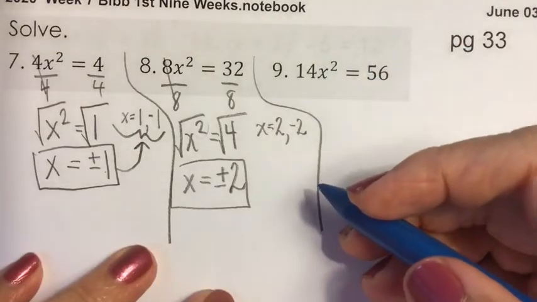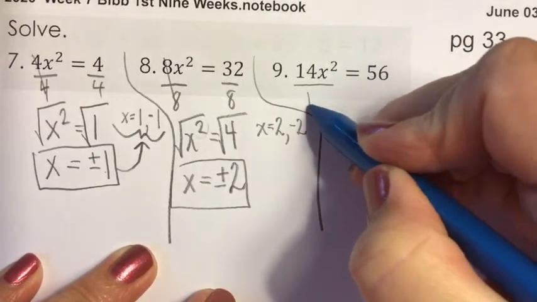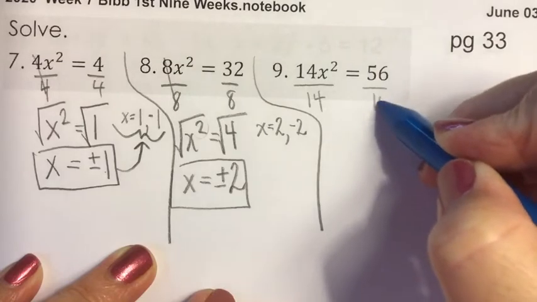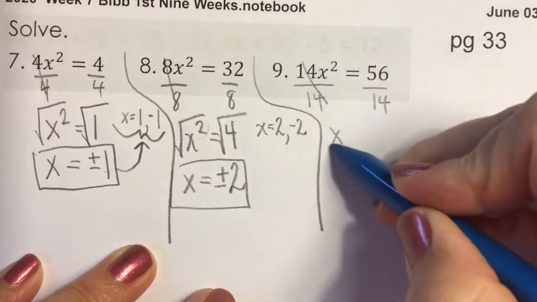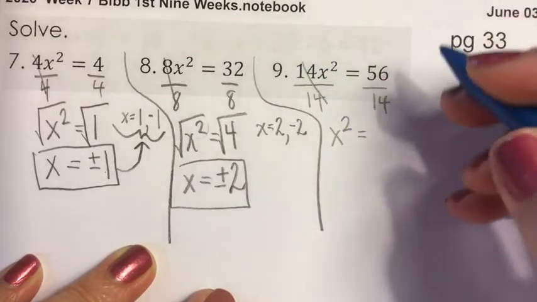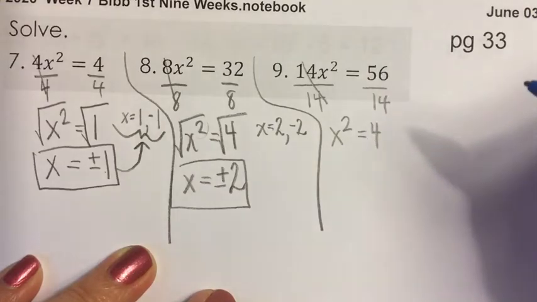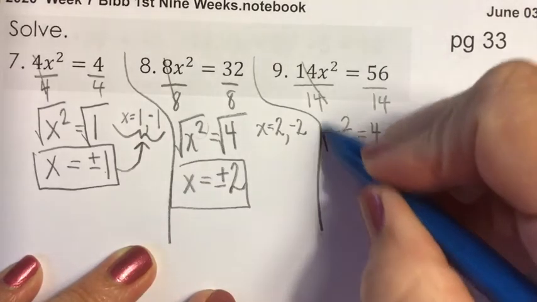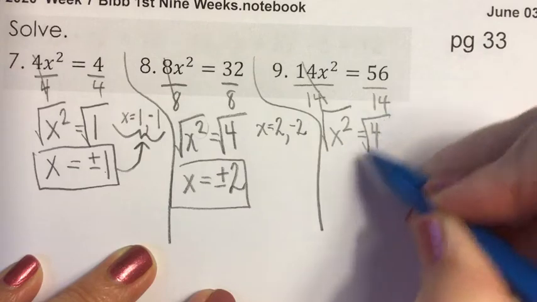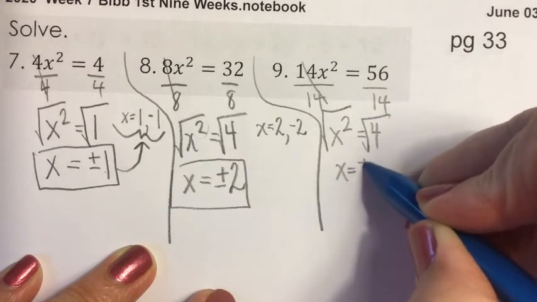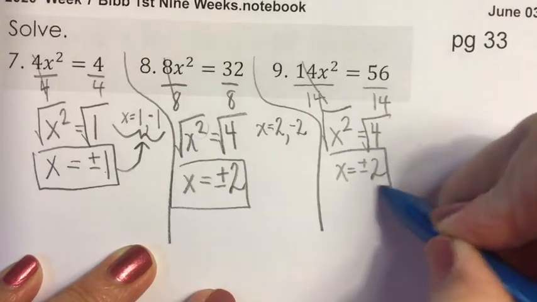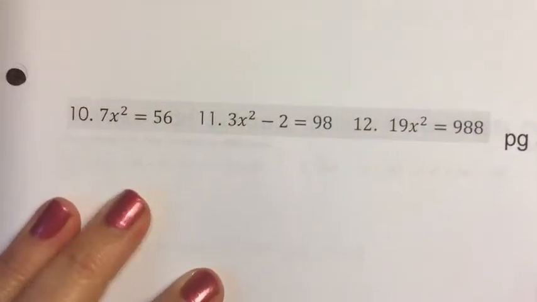Let's try number 9. I'm going to divide by 14. x squared will equal 4. Take the square root. x equals plus or minus 2. Okay, let's look at number 10.